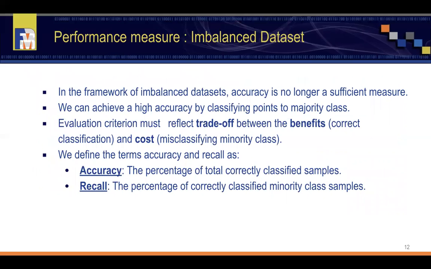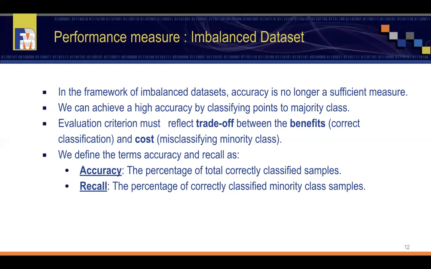So before looking into the classifiers for imbalance problems, it's important to pick the correct metric for performance measure. As previously mentioned, accuracy is not a sufficient measure since we can achieve high accuracy by classifying points to the majority class. So the criteria that we look at should reflect a trade-off between the benefits, that is correct classification, and cost, that is misclassification of the minority class.